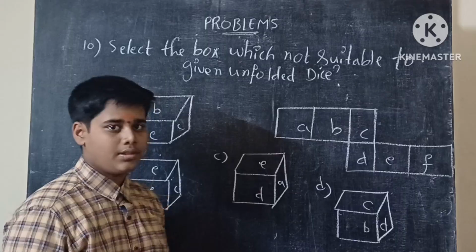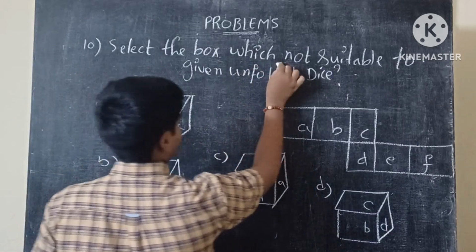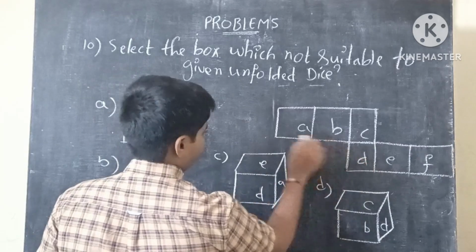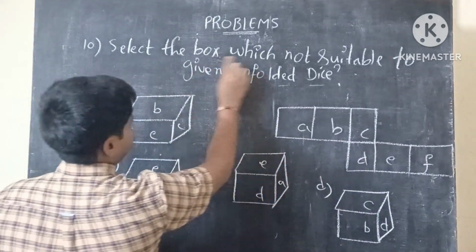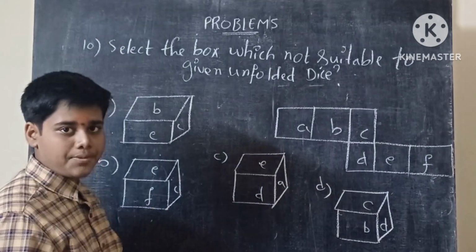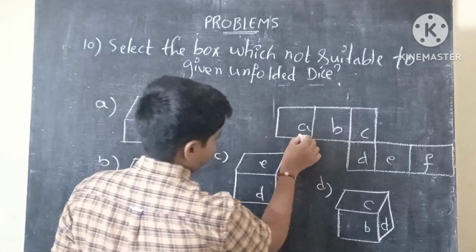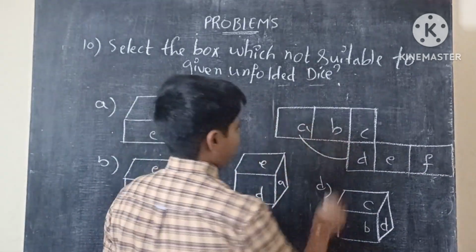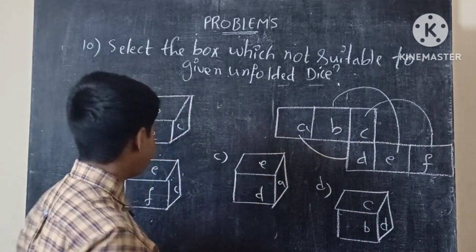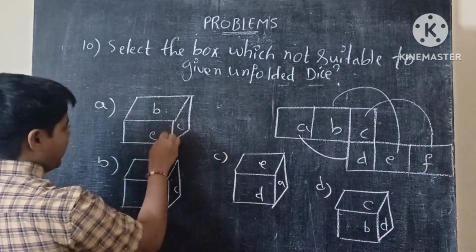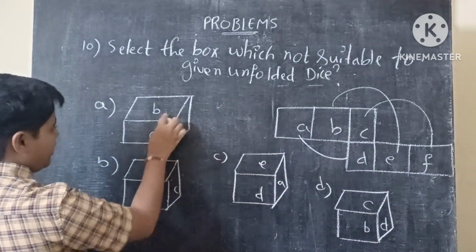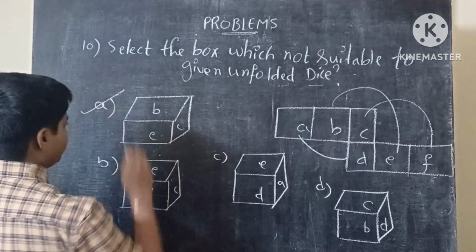Okay. If you see the 10th question, select the box which is not suitable to the given unfolded dice. So this is the unfolded dice, and they are asking to find which is not suitable to the given unfolded dice. We have to check the incorrect option. Here A and D are opposite to each other, B and E are opposite to each other, and C and F are opposite to each other. If you see the first option, B and E are adjacent to each other. But B and E are opposite to each other. So here they give adjacent. So here option A is the correct answer.